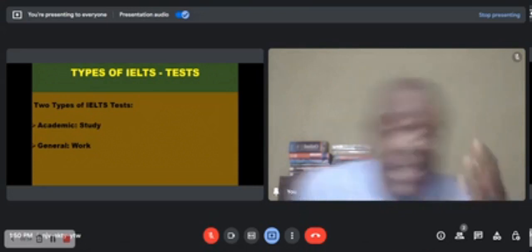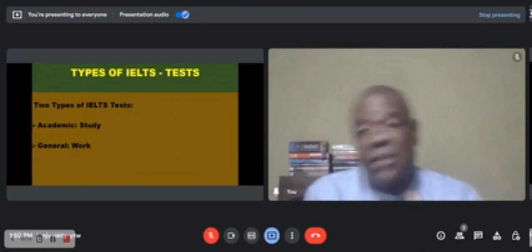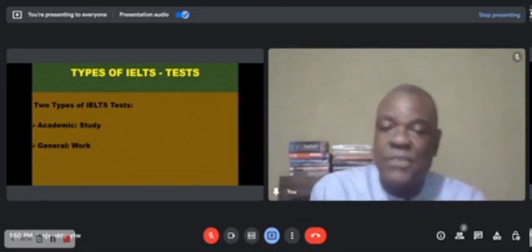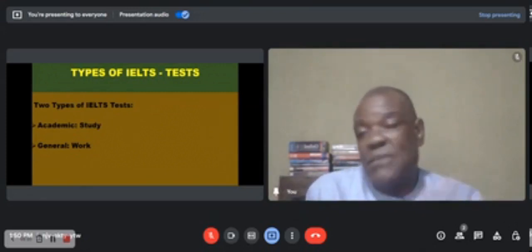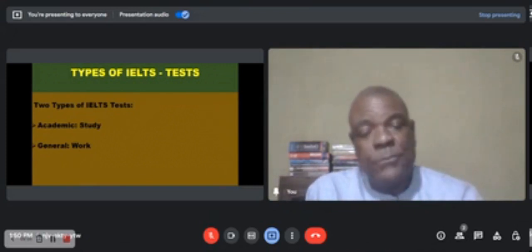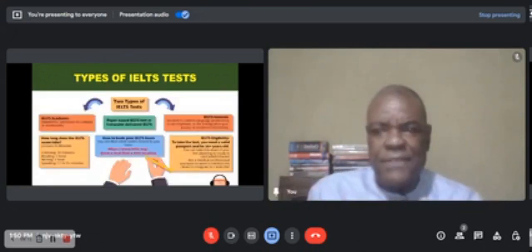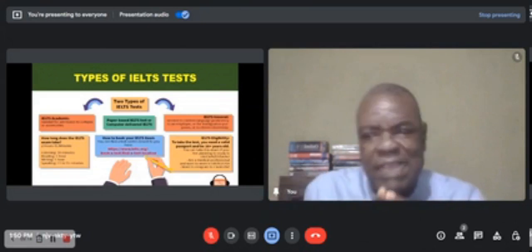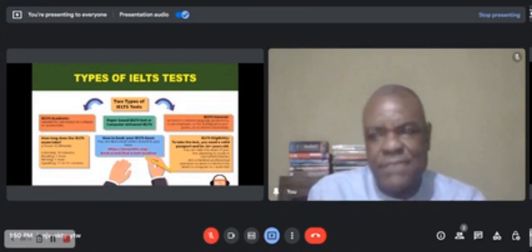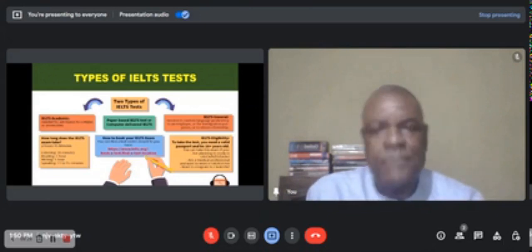If you take the academic test, whereas you are going to work in that country, then of course your employers may not accept the IELTS academic. So make sure you go for the appropriate test. Now, if you look at the infographic, you see the 2 major types of IELTS tests displayed: IELTS academic, IELTS general.